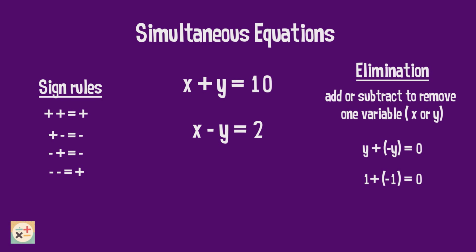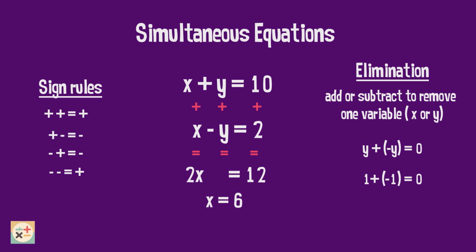Add the equations together. X plus x equals 2x. Y plus minus y equals 0, so we can drop this, eliminating it from the equation for now. And 10 plus 2 equals 12. So, 2x equals 12. Divide by 2 and we're left with x equals 6.